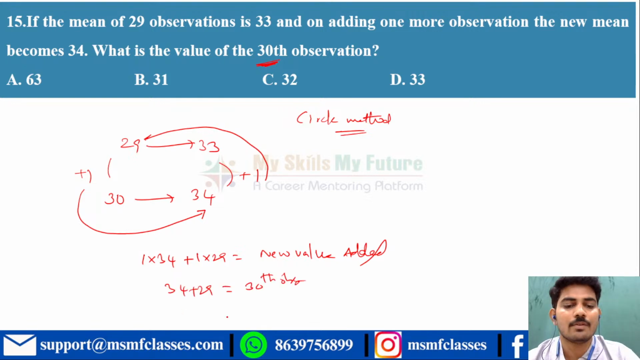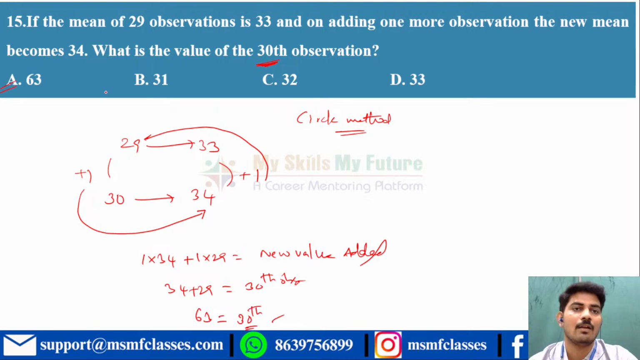So the value I get here: 34 plus 29 equals 63. This will be the 30th observation, which is presented in option A. I hope you are clear with this one. Let us go for the next one.